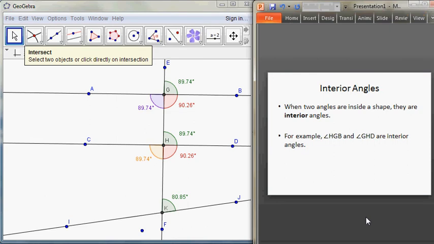Interior angles. When an angle is inside a shape, it's an interior angle. Now we're not dealing with shapes in this lesson, but lines rather. But you can think of it as shapes with openings. For example, angle HGB and angle GHD are interior angles. You can think of them as part of the interior angles of a rectangle without one side that closes them.